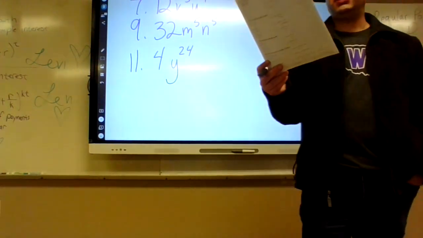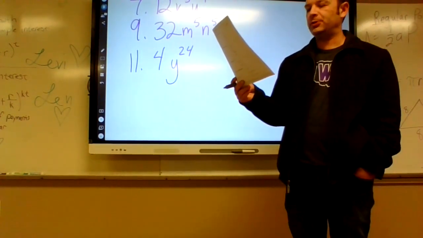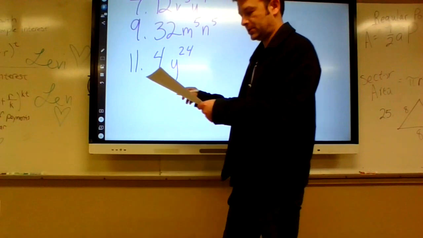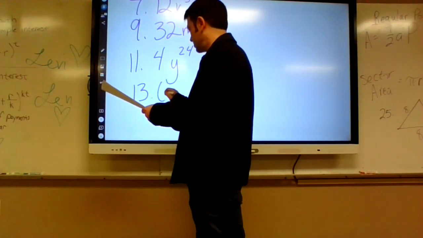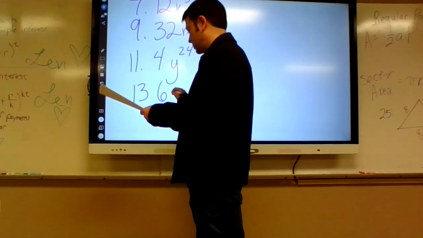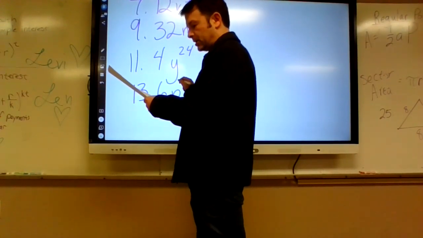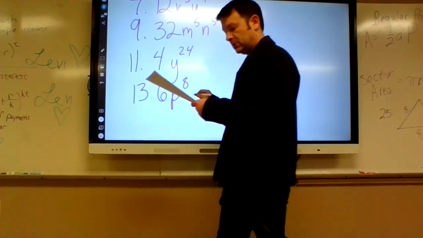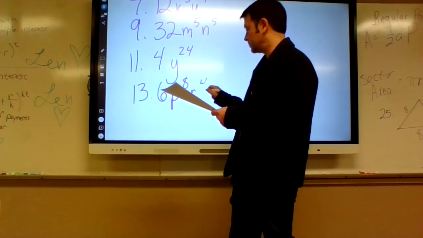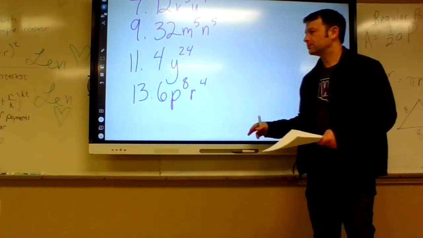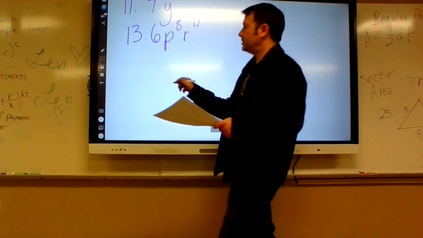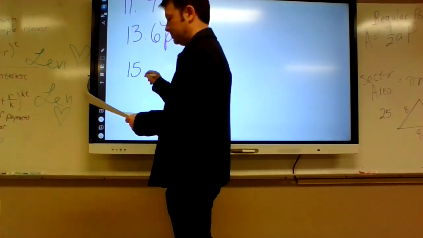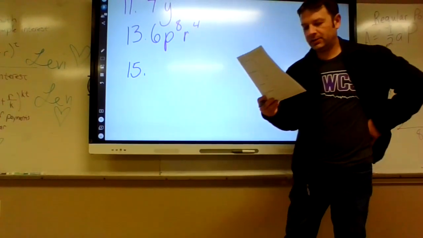Okay, 13. Hope. What do the normal numbers become? 6. And then how many p's do we have, I guess? 8. 4, yep. And then how many r's do we have? 4. How many q's do we have? 1. No, 0. Yeah, none. All right. You guys count that one.